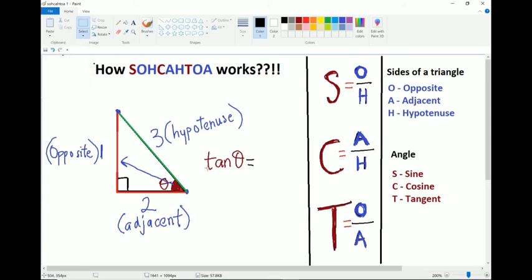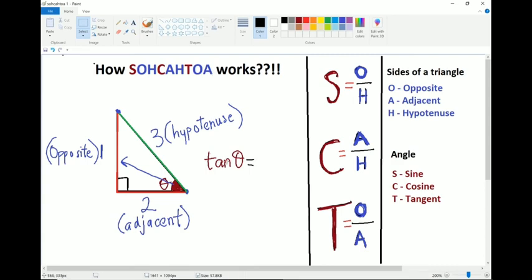Again, tan is just a shortened form of tangent, okay? So if you're asked to find the tangent of an angle, you come back to this, and it's TOA, right? Because T stands for tangent. So T equals O over A. So that means tangent equals opposite over adjacent. So that's the TOA part of SOHCAHTOA.